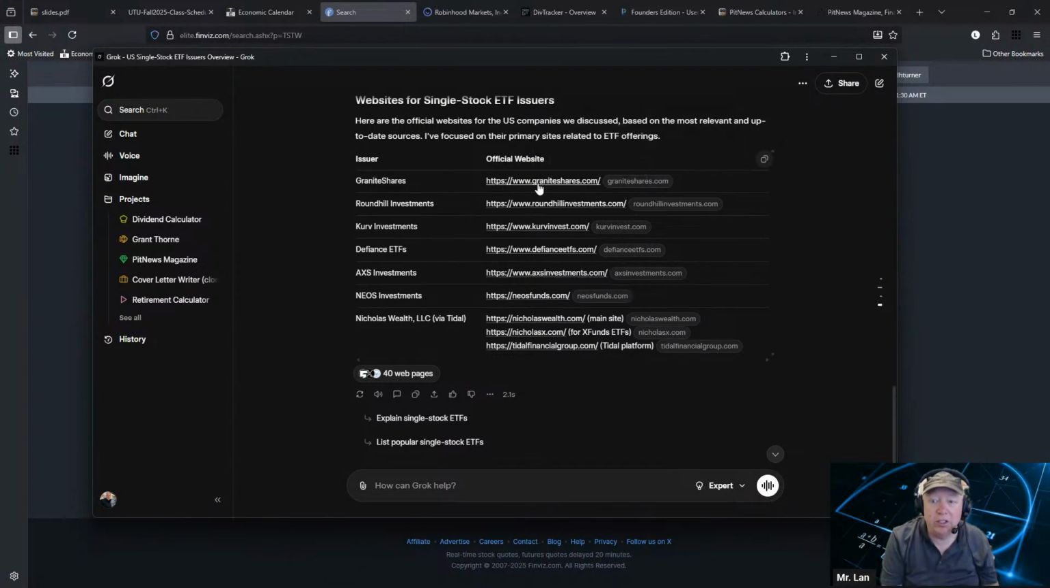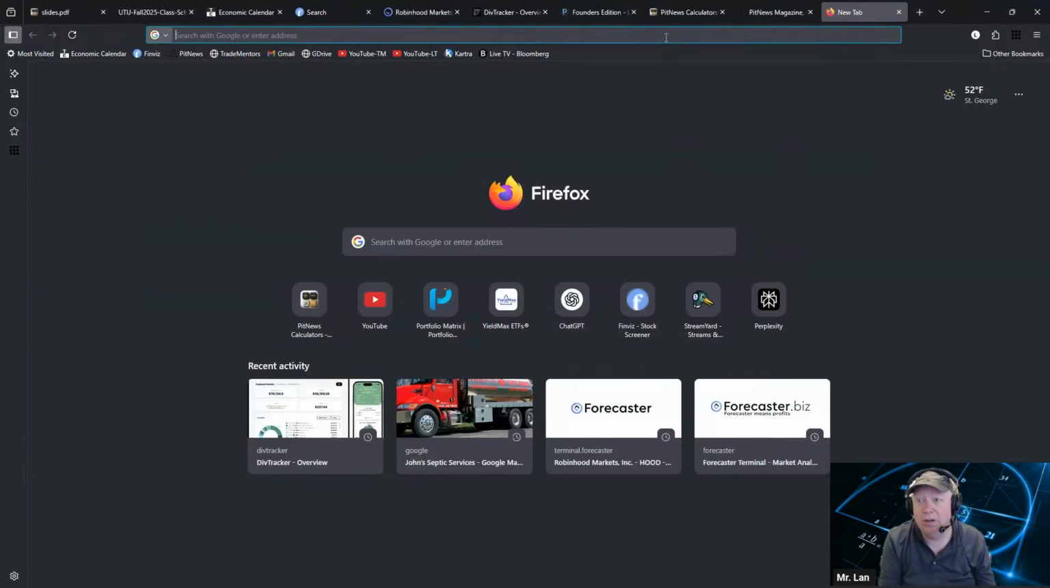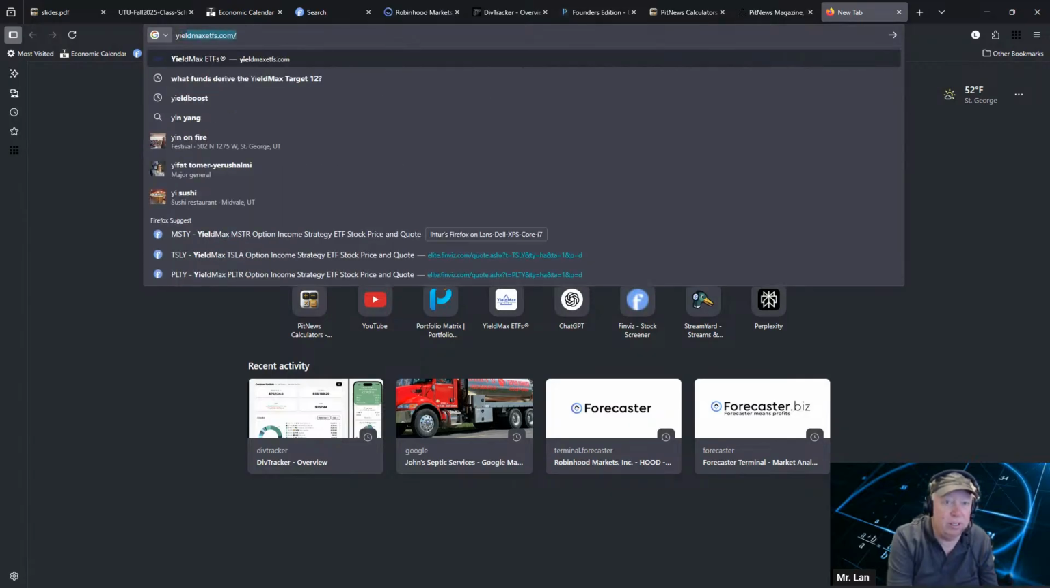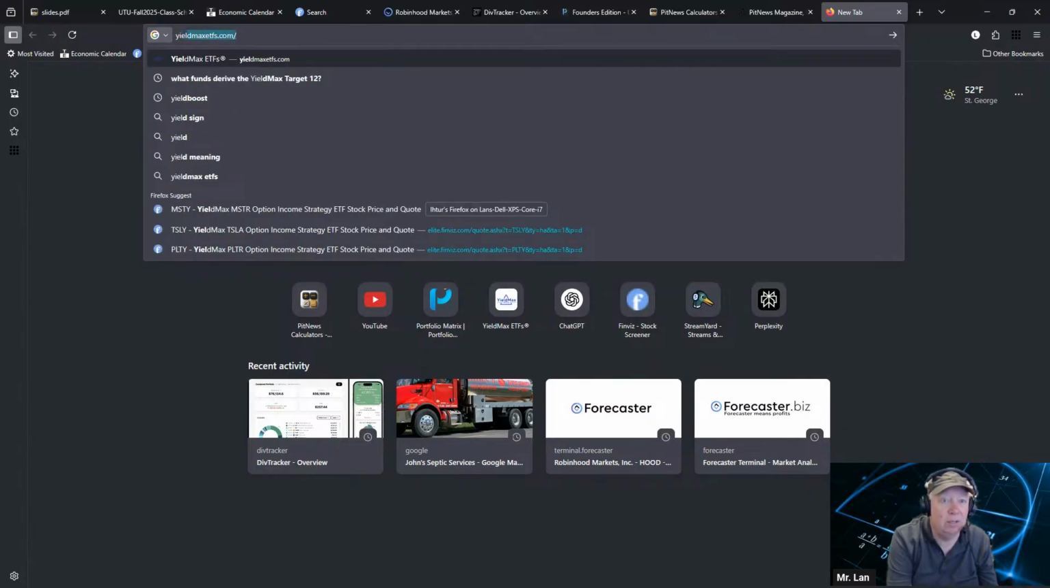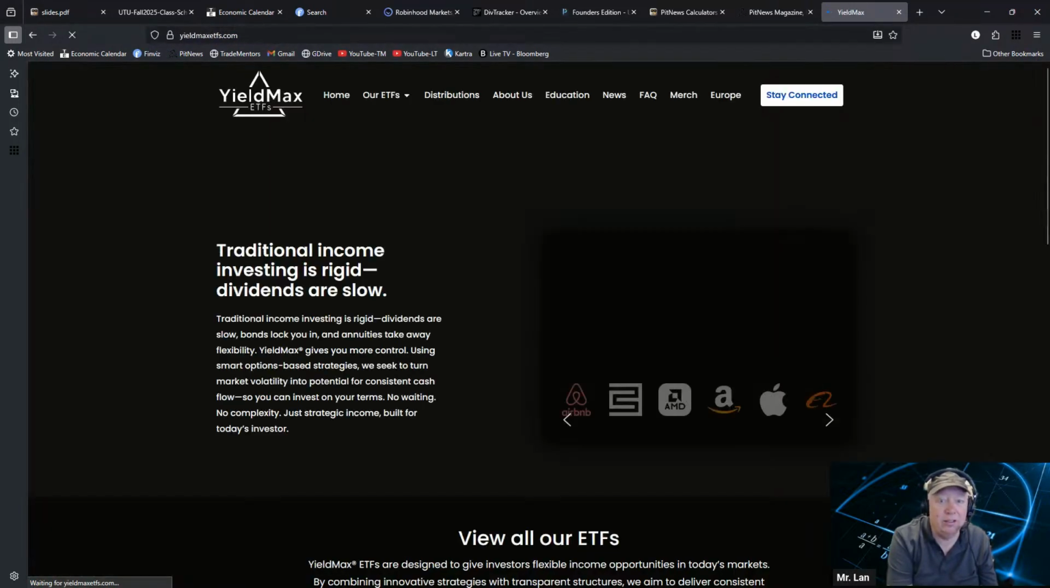So this is Granite Shares, Round Hill, Curve, Defiance, Axis, Neos, Nicholas. But the one we're most interested in, I told him to give me everything but YieldMax, because I was going to assume that we already had YieldMax. YieldMax isn't in the list, but YieldMax is my favorite. So we're going to go to YieldMaxETFs.com. All right, enter, and that's the website.